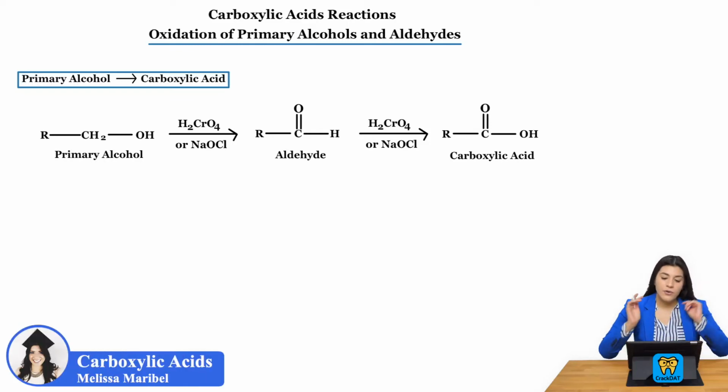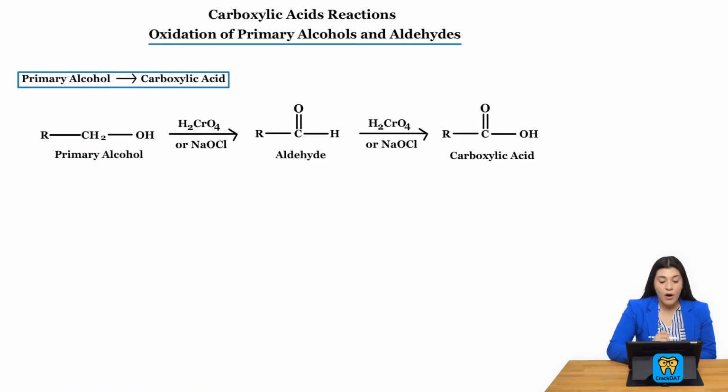The first type of carboxylic acid reaction that we'll go over is oxidation. We're specifically looking at a primary alcohol, and then we're going to oxidize that all the way to a carboxylic acid. So we could use either one of these oxidizing agents. And what essentially happens in the beginning is starting with our primary alcohol.